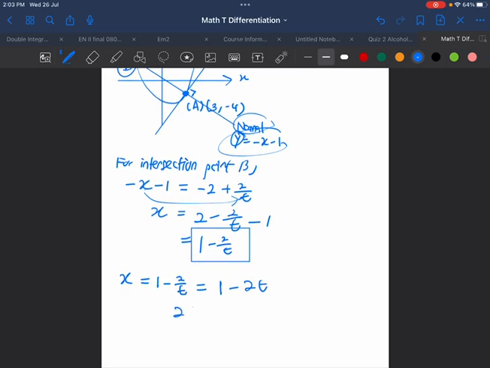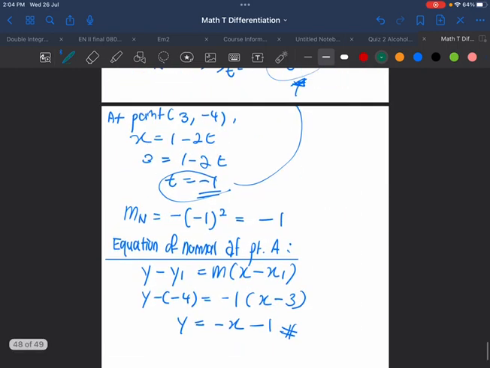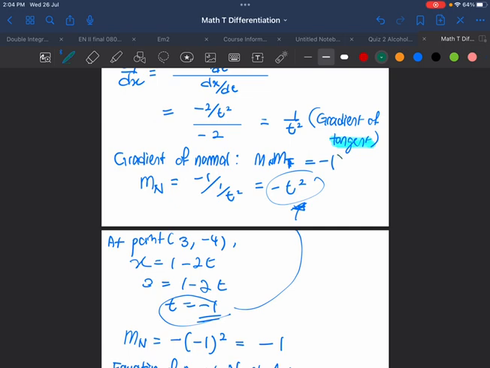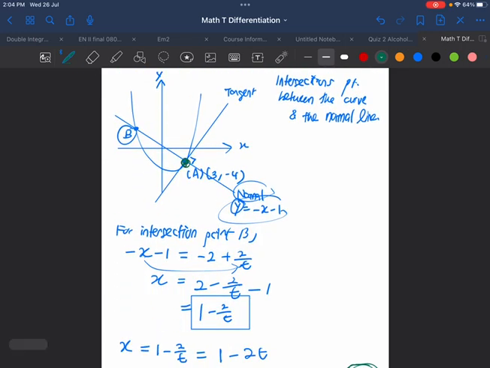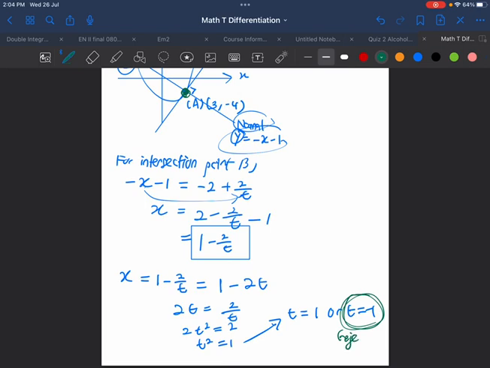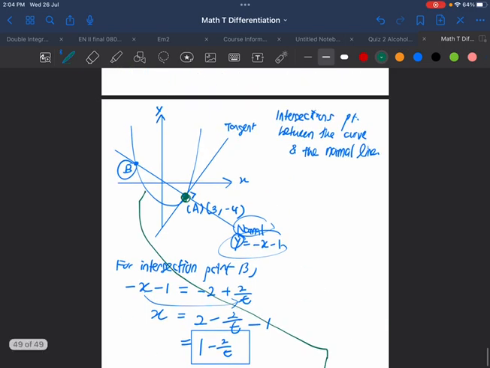So we can get 2t equals 2 over t, and we get 2t squared equals 2, where t squared equals 1. Hence, we know that t equals 1 or t equals -1. When t equals -1, we already defined that at point (3, -4), t is -1. So this is the intersecting point for point A, so it is rejected. So here is the t for point B. I hope you all understand. Here is the parameter for point B.